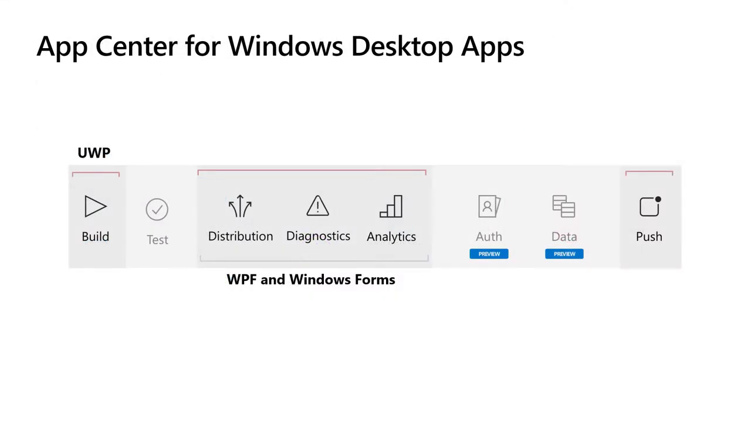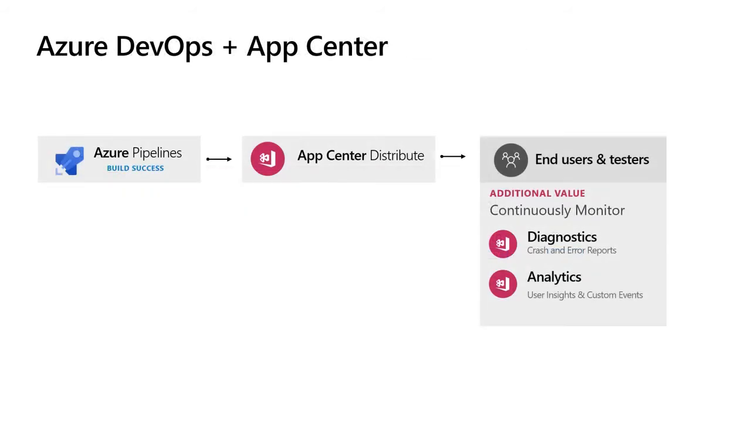And so today, App Center supports a number of services. Today, we'll be demoing the distribution, diagnostics, and analytics service. If you're building a UWP app, you can also use App Center to build and send push notifications. But for this demo, we'll be showing you how to use Azure Pipelines to kick off a build for your WPF app. And Azure Pipelines is a very, very powerful tool.